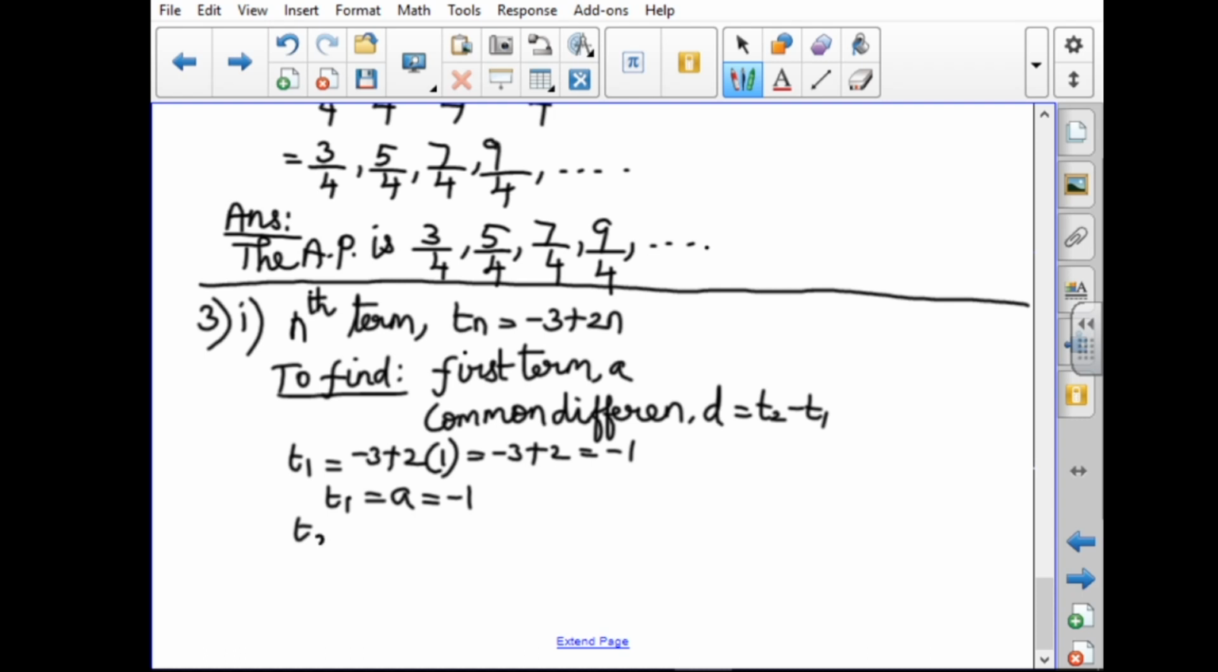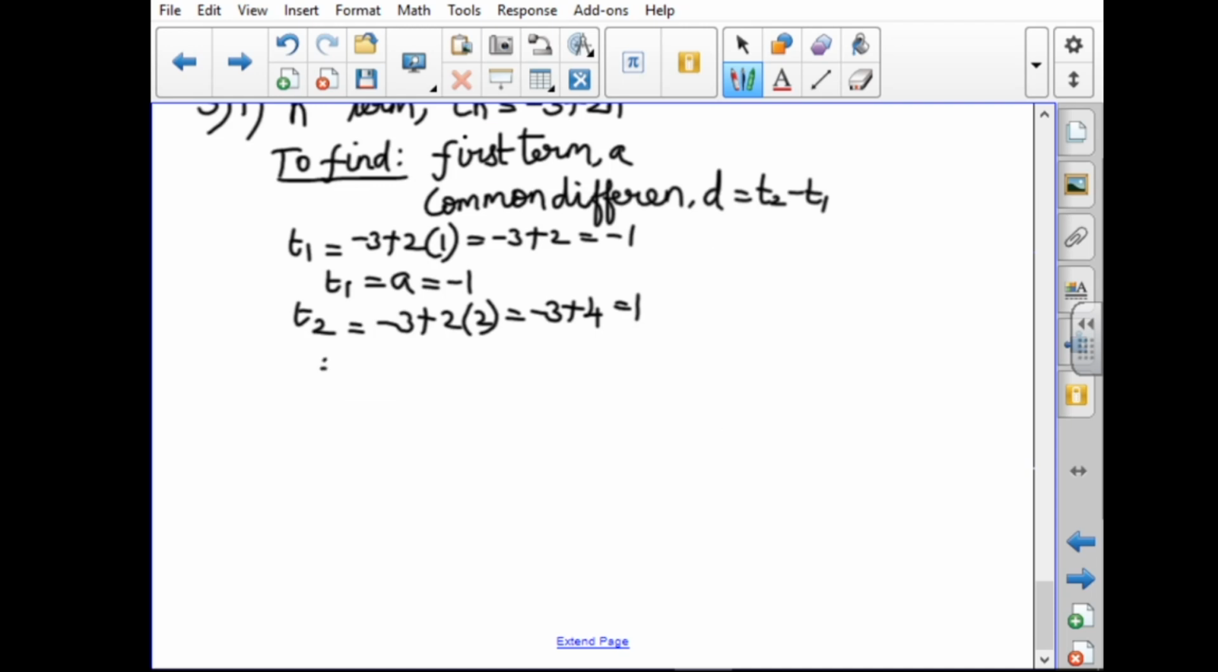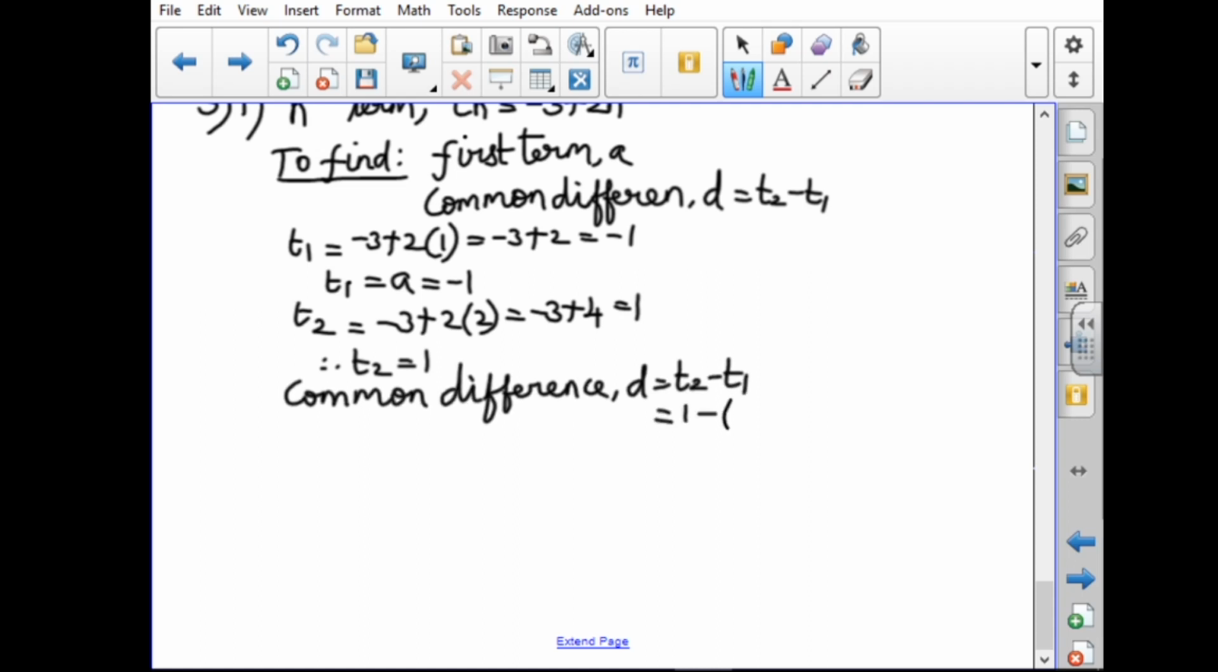Next, T2. Instead of n, substitute 2. So, minus 3 plus 2 into 2. That is minus 3 plus 4. The answer will be 1. Therefore, T2 equal to 1. Now, we want to find the common difference. So, common difference D equal to T2 minus T1. T2, the value is 1, minus T1 which is minus 1. The answer will be 2.